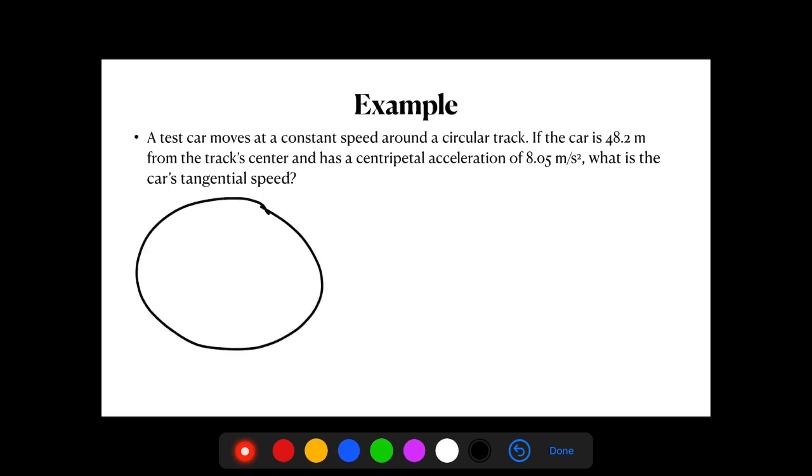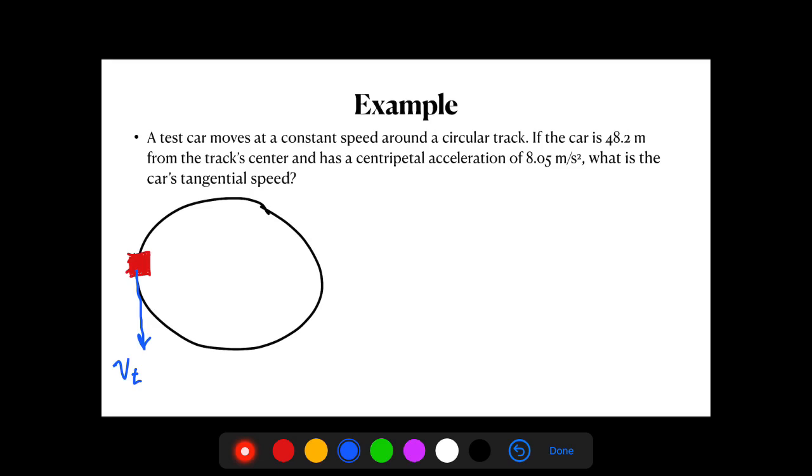All right, so here's my circular track, and let's say that my car is right here. All right, here's my car. Let's say that I'm viewing this from above, okay? So I'm looking down on the track, and I'm looking at the car. At this moment, the car is moving in this direction. This is the tangential speed.